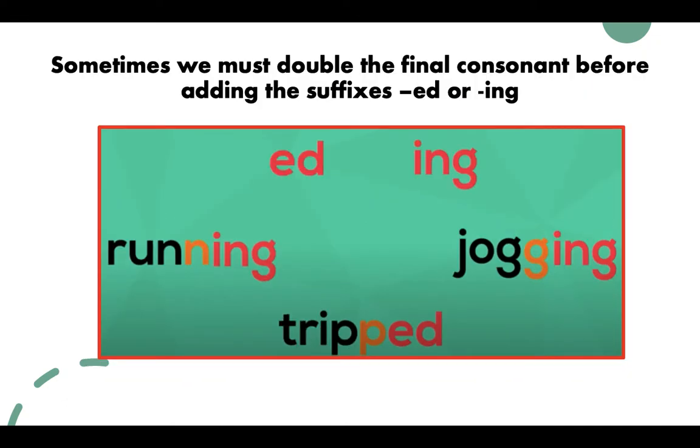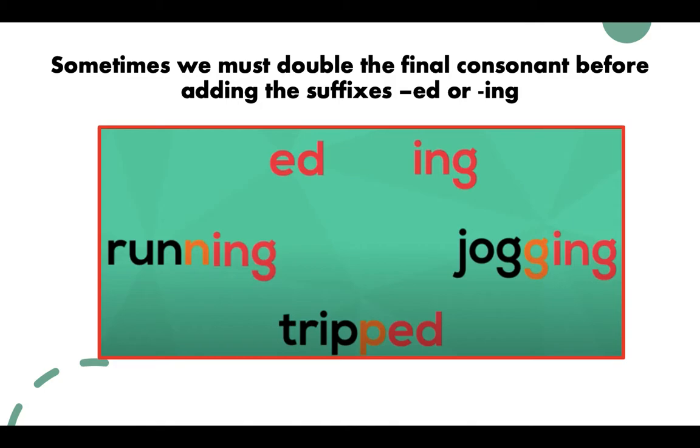However, sometimes we must double the final consonant before adding the suffixes ed or ing. Now, a consonant is any letter in the alphabet that isn't a vowel. So our vowels are A, E, I, O, and U.